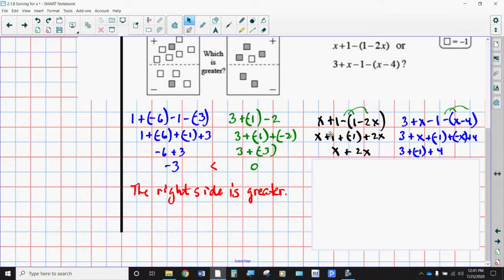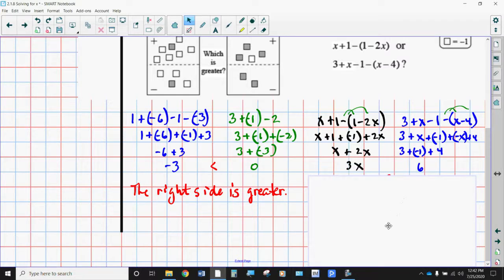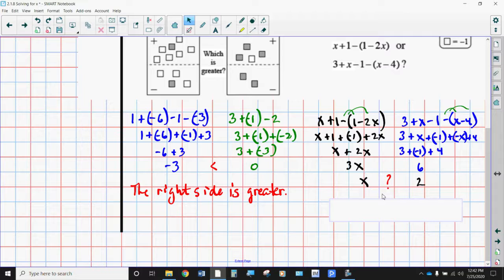Then we combine like terms. Those are 0 pairs. So you're going to be left with your x plus your 2x. And here, do we have any 0 pairs in here? Yes, the -x and the positive x cancel each other out, leaving you with the 3 plus -1 plus 4. But now you've got this. You got 3x and a 6. So how do you know which side is greater? I mean, you could divide each side by 3 and say x and 2 if you wanted to. But still, if you don't know the value for x, it's impossible to tell which side is greater.